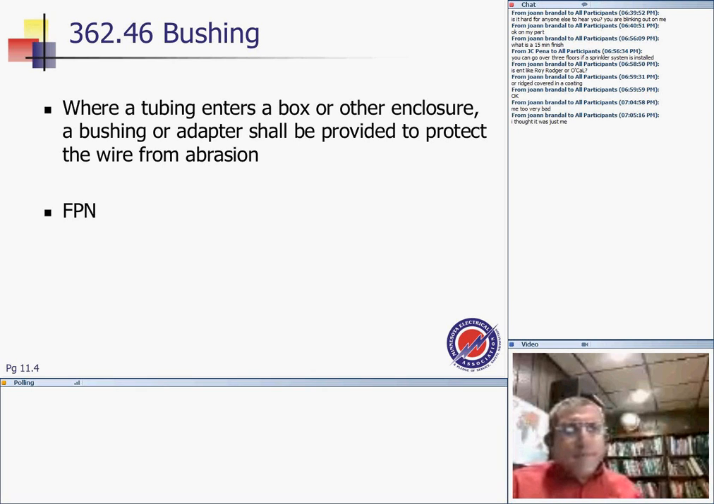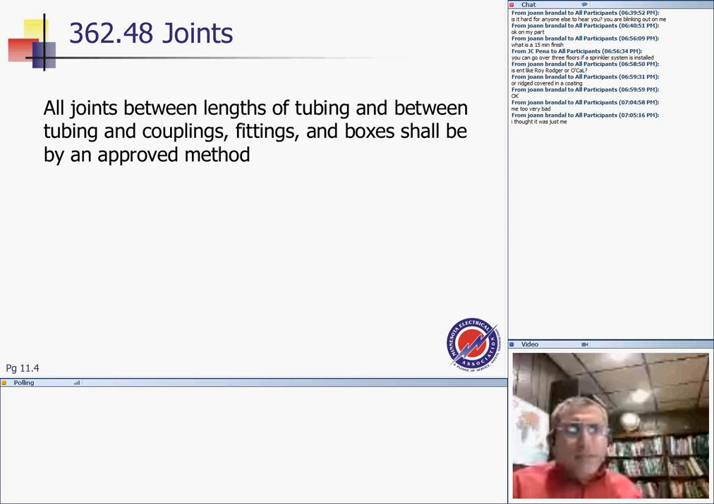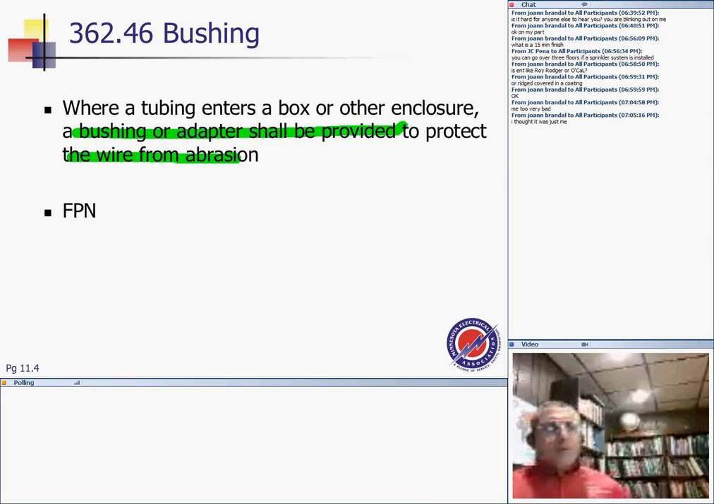Okay, where tubing enters a box or other enclosure, a bushing shall be provided to protect wires from abrasion. I think I have a nice picture for you, guys, that talks about where you need a bushing to protect your conductors. We'll talk about where we need bushings to protect conductors as they enter the box, what size, number 4, and so forth.